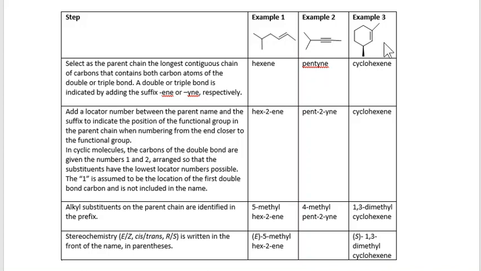With the cyclohexene, we know that the carbons of the alkene are going to be numbered 1 and 2, and the one that gets the 1 is designated so that the substituents have the lowest numbers possible. You do always number 1 and 2 across the double bond, so you can't call this 1 and then go the other way.